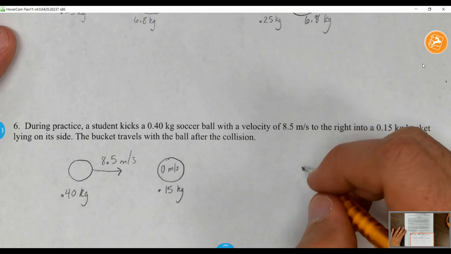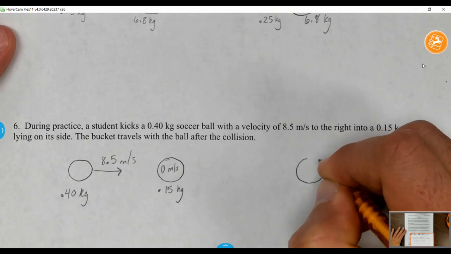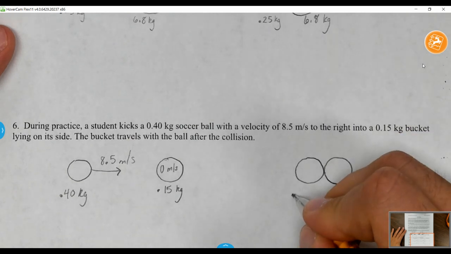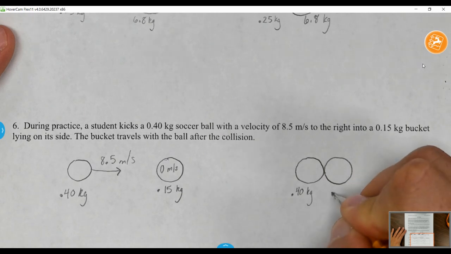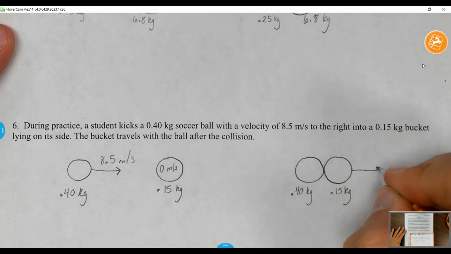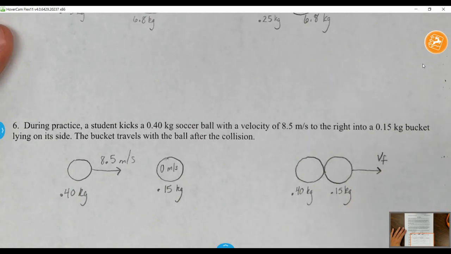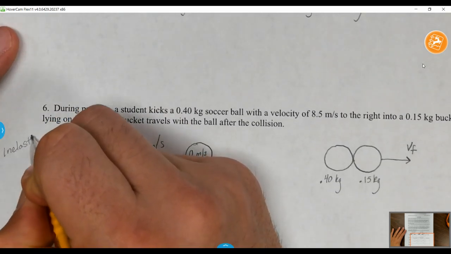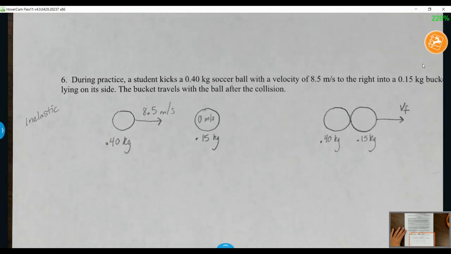If you kick the ball into it, they're both going to be moving together. Masses don't change, so you still have the 0.40 kilograms and the 0.15. And they are moving together at a certain velocity, which you're solving for. So this one is also inelastic. Again, you write the equation underneath, put your numbers in, multiply, add, subtract, divide to get your final answer. All right, guys.